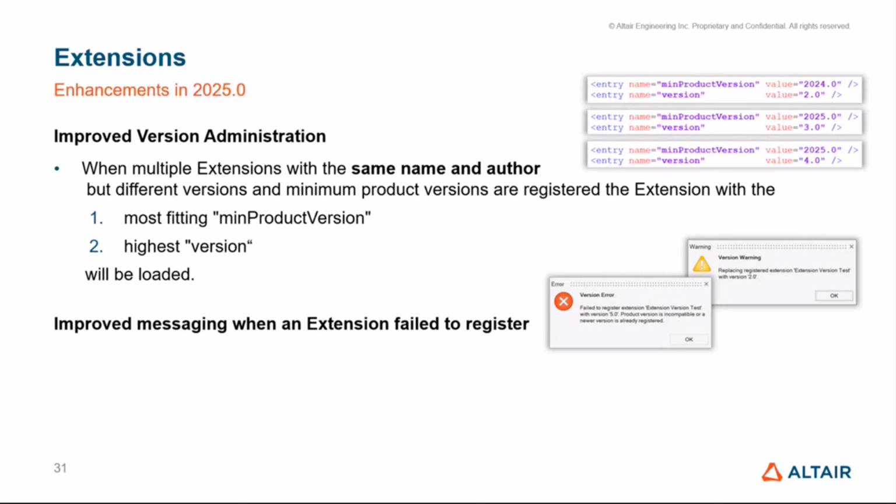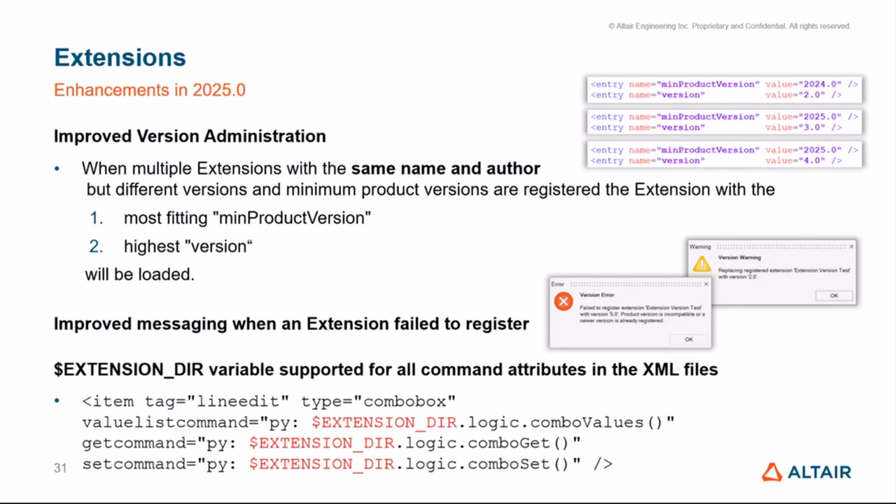And last but not least, now we're going into quite a low level of detail, but if you are familiar with the definitions of the commands in the XML files, there is a variable extension_dir that allows you to define the Python functions and point to them. This historically worked only for ribbon.xml, so there were some limitations where you could use this variable. From 2025.0 onwards, you can use it in ribbon definition, toolbar definition, and in any command defining attributes, whether it's value list command, get command, set command, or any of these, as you see on the screen.